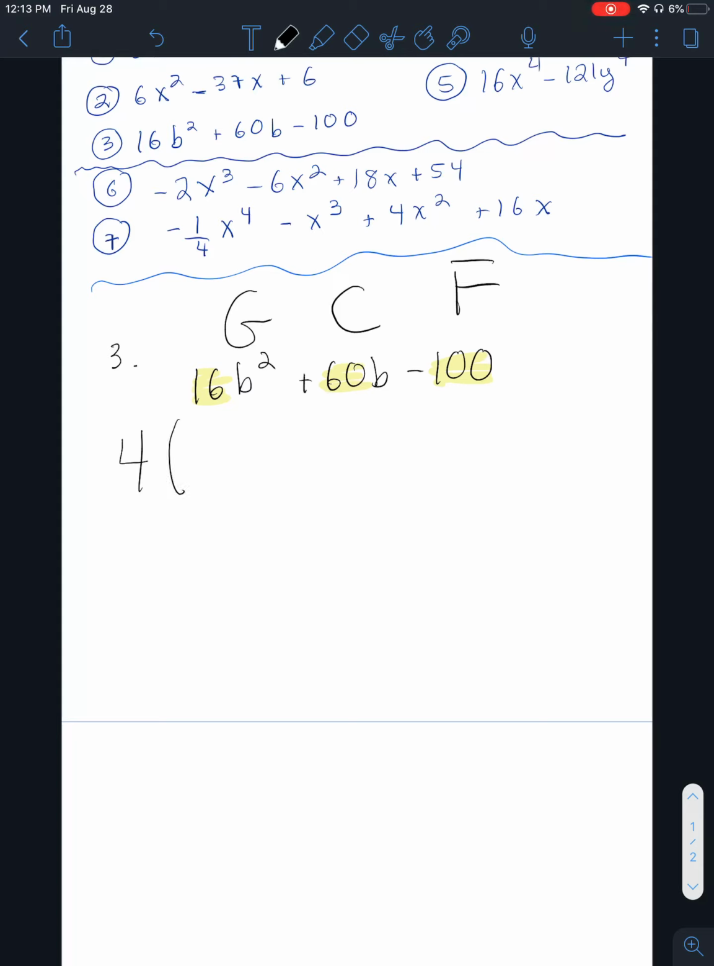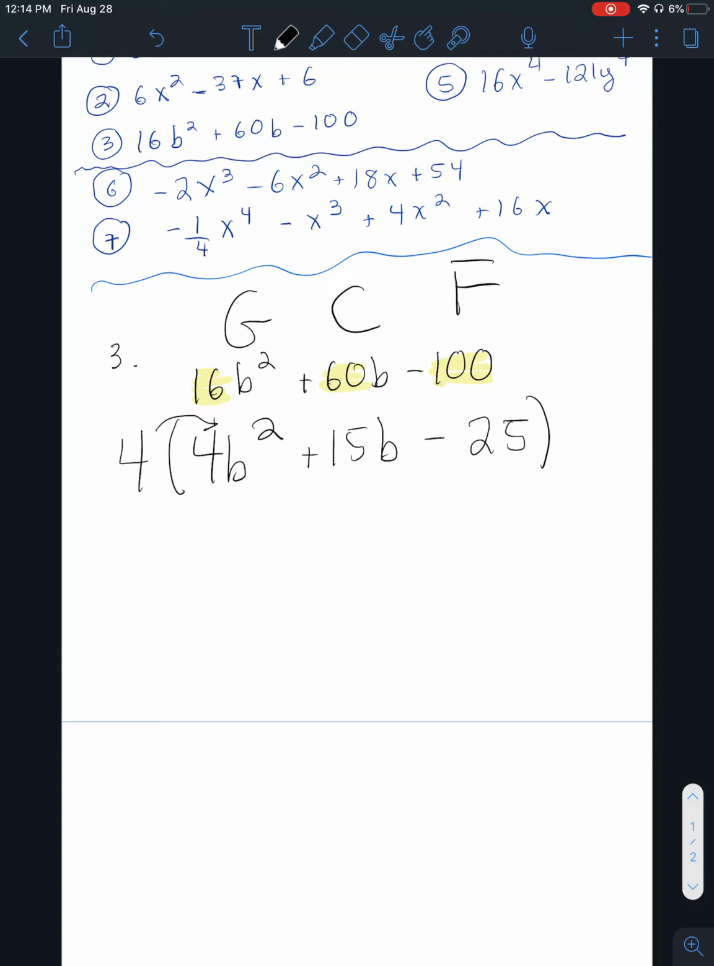So I take a 4 out and I ask myself, 4 times what gives me 16b squared? That would be 4b squared. 4 times what gives me 60? That's going to be 15b. And 4 times what gives me 100? That would be 25. So the good thing about this is I can technically distribute it and check if it gives me back my original statement, which I hope that you see it does.